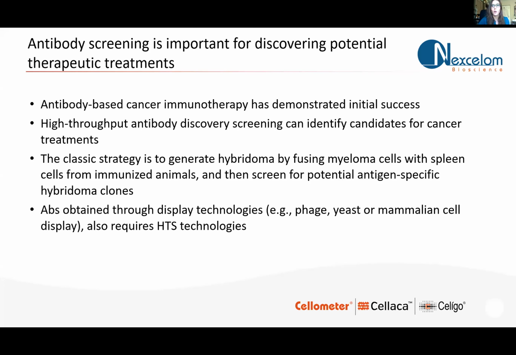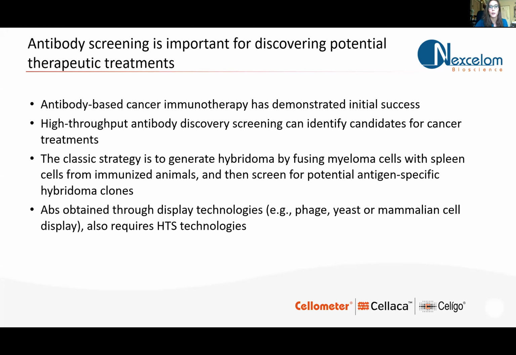Antibody screening is, of course, important for discovering potential therapeutic modalities. As we've seen right now, there is a very heavy push toward developing therapeutic monoclonal antibodies for treatment of COVID-19, as well as using them as potential cancer therapeutics, other infectious disease therapeutics, and of course, autoimmune disorders as well.